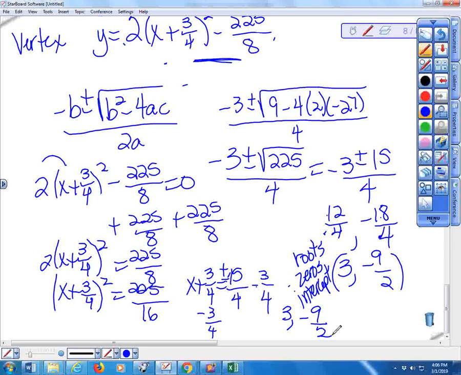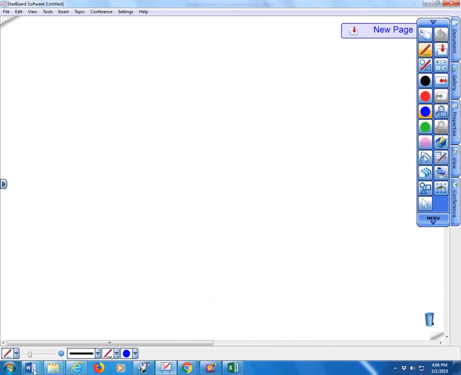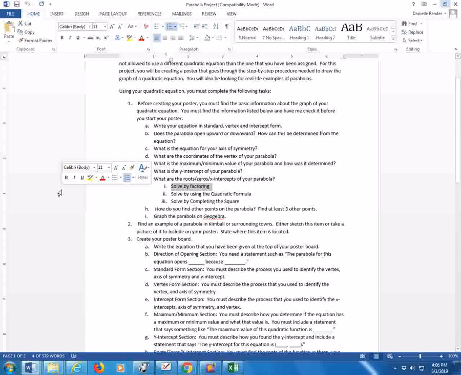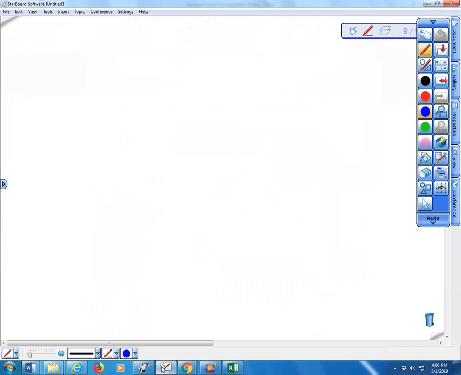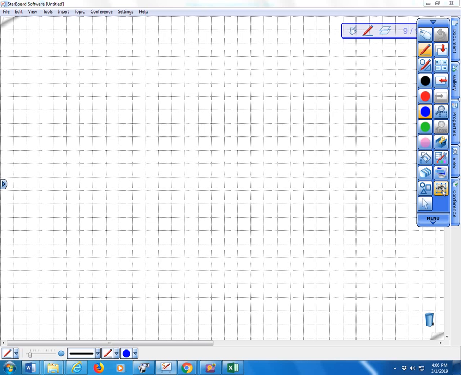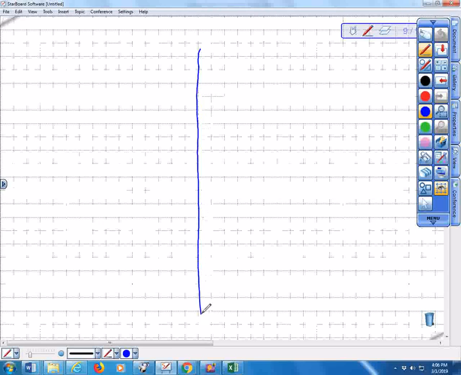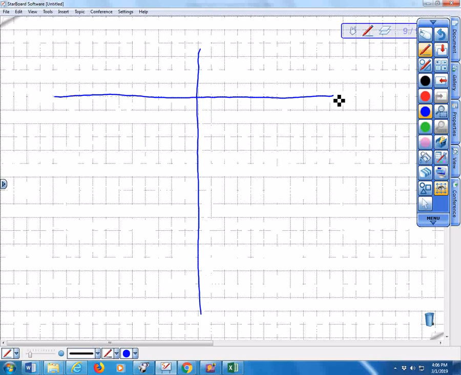Okay, let's figure out what's next. I did this. I solved by factoring, I solved by using the quadratic formula, and I solved by completing the square. So the question now says, how do you find the other points on the parabola? All right. I want you to find 3 points on your parabola. Let's see if I can get my grid to show up. All right. I'm going to go by 2's.